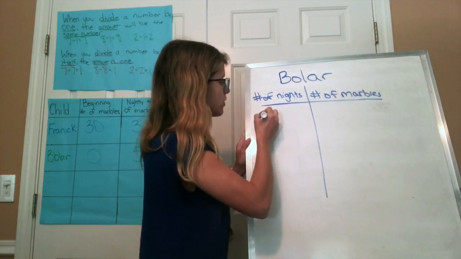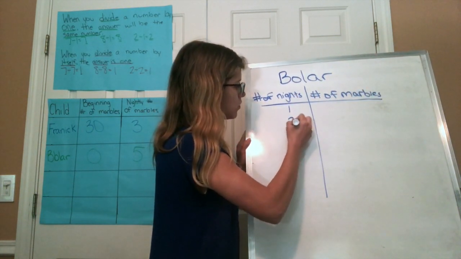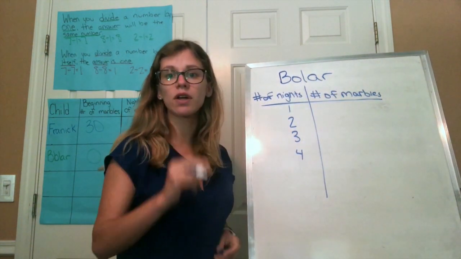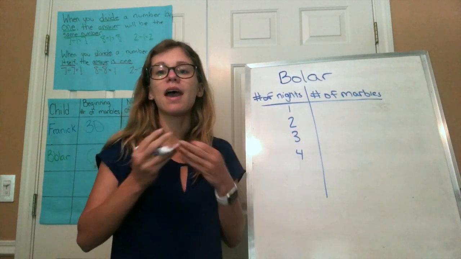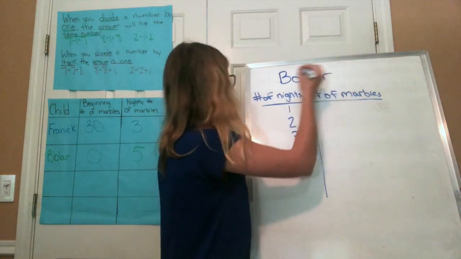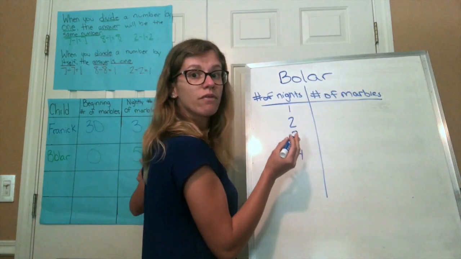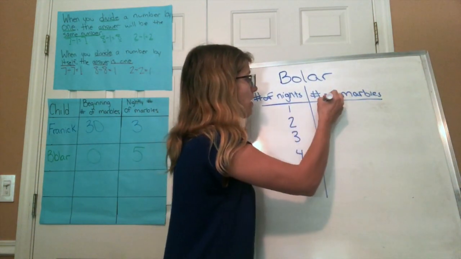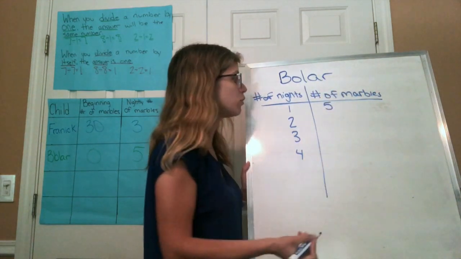So what I would need to do with number of nights, I need to go 1, 2, 3, 4, and all the way down to 20, because I'm trying to figure out how many marbles they had after 20 nights. And so then I know that Bolar is getting 5 marbles each night, but he started with nothing. So the first night he would have 5 marbles.